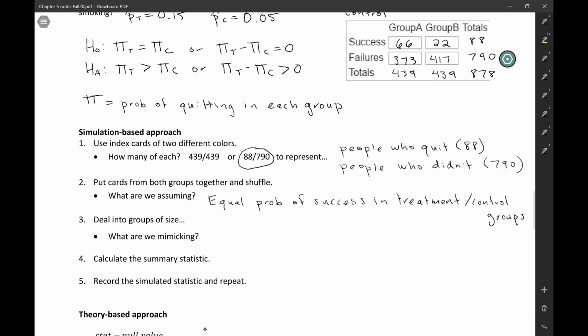Okay, then we're going to deal them into groups of size 439. And so that's to mimic the random assignment.